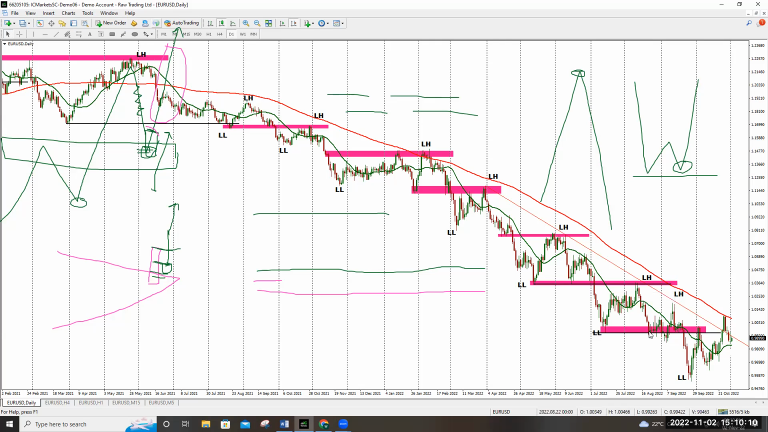Why are we looking to sell? Because our direction of bias is to the downside, and the flip zone was broken to the bottom side by a very huge seller's candle.